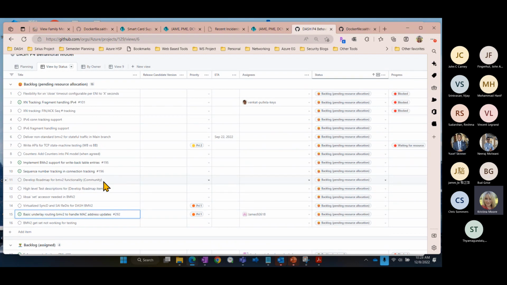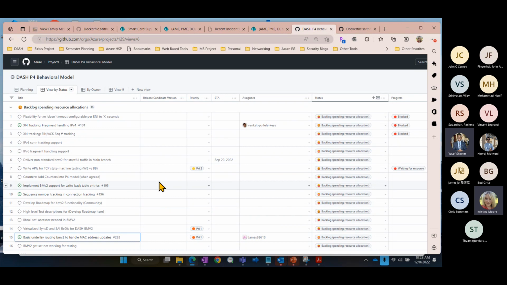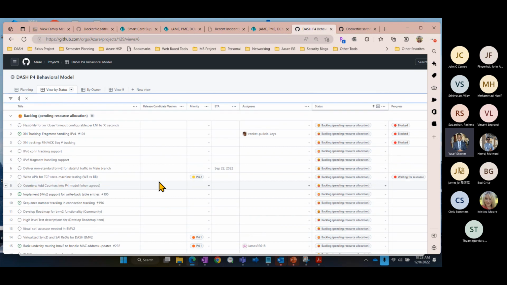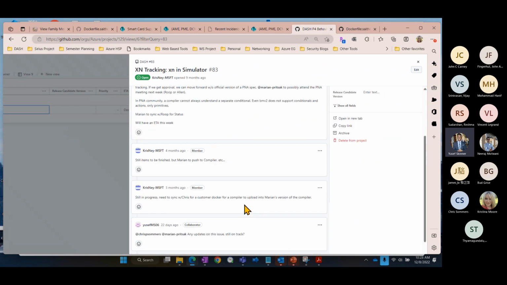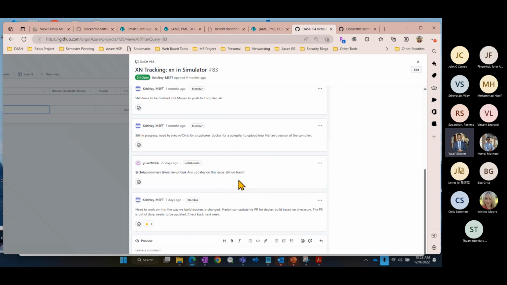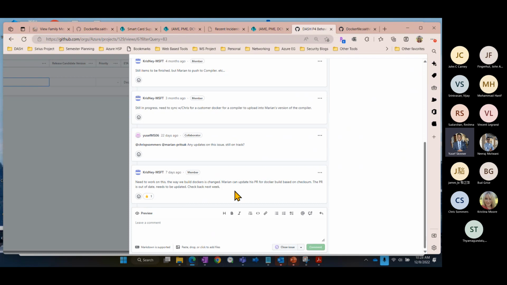Connection tracking, yep. There was no update on the comment that I left on that. So I wanted to see, with the majority of our folks here, is there any update around this?